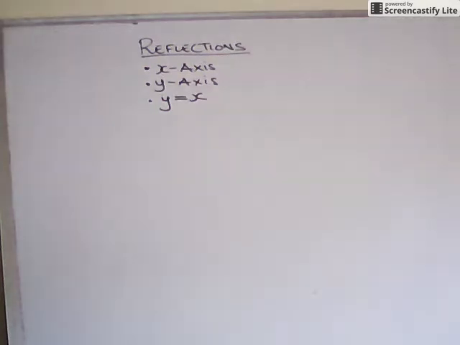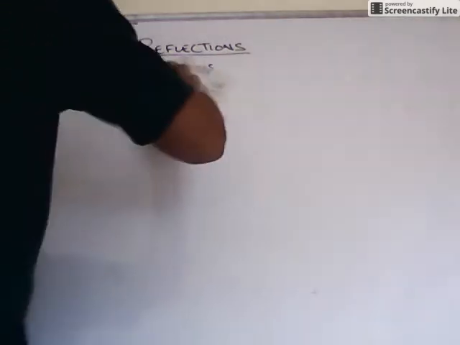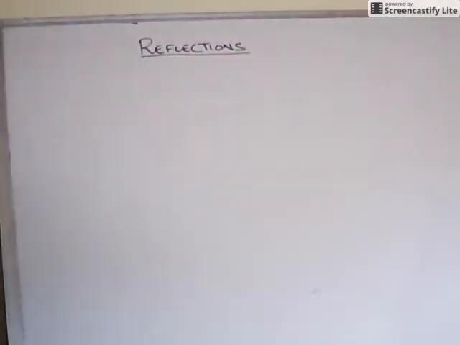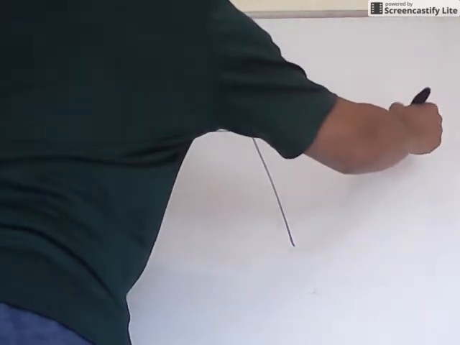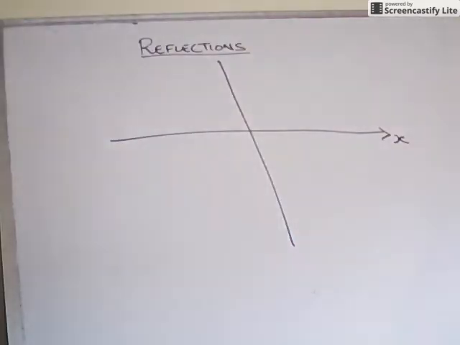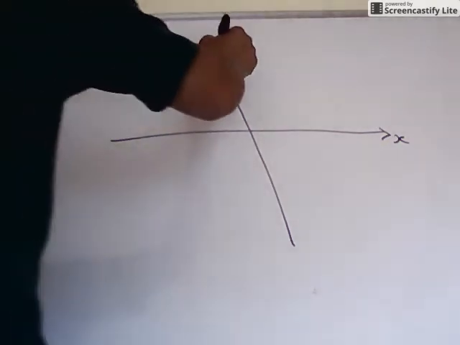I want to introduce this first by giving you a brief insight into what these reflections are, and then we will continue with the detail. So first of all, I want to draw a Cartesian plane, simplified Cartesian plane. We have our x-axis, which is our horizontal axis, our y-axis, which is our vertical axis.